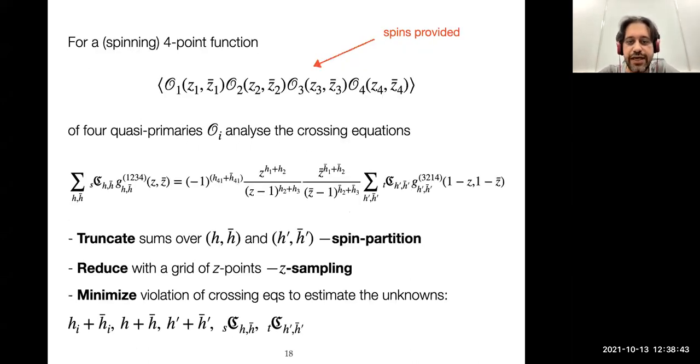Okay, so here again, rephrased in two dimensions, are the steps I have to take. You give me a 4-point function. I write down the crossing symmetry equations. I truncate using a spin partition. I reduce with a grid of Z points.